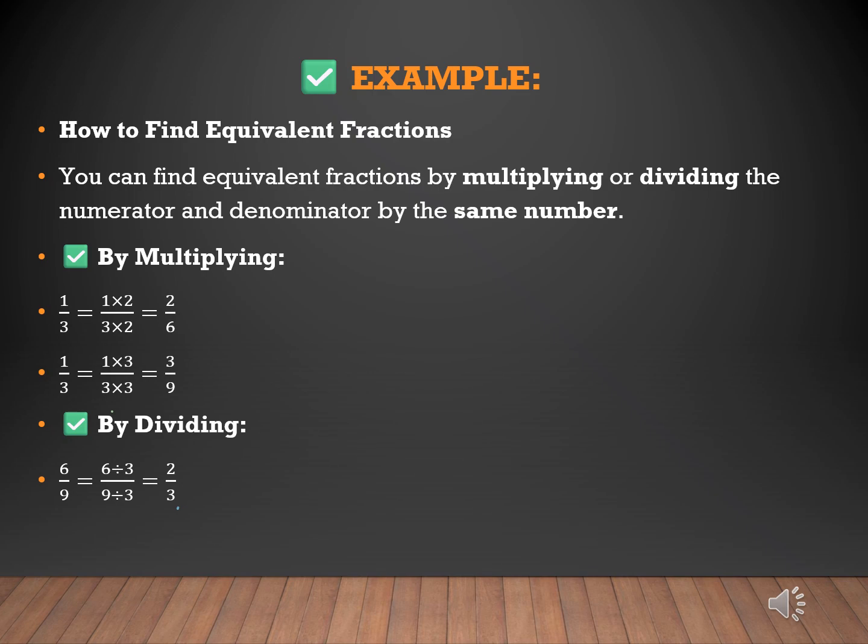Now, how will you find the equivalent fraction by dividing? So here you can see 6/9 is a fraction. What we'll do is we'll divide both these numbers, 6 and 9, by the same number, that is 3 in the numerator and 3 in the denominator. So 6 divided by 3 is 2 and 9 divided by 3 is 3. So the equivalent fraction of 6 by 9 is 2 by 3.